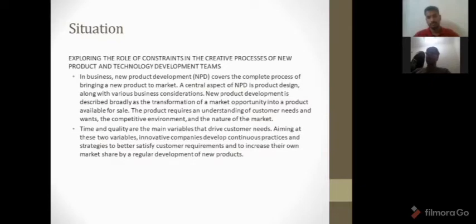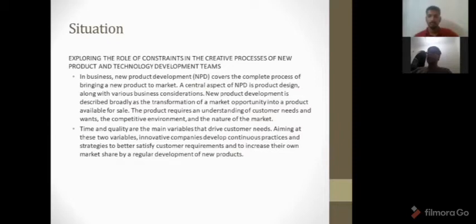The third one is equipment. Equipment limitation presents another important constraint for creative teams. This constraint was mentioned by respondents in other teams also. Number four is customer and market needs. The fourth most frequently mentioned type of concern facing new product and technology development teams were customer and market constraints.